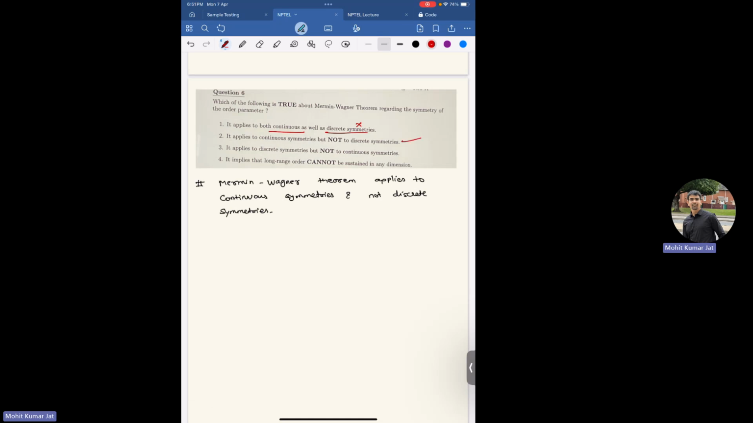This is true. It applies to discrete symmetry but not to continuous symmetry. This is false. It implies that long range order cannot be sustained in any dimension. No. The theorem says that long range order cannot be sustained in dimension D less than or equal to 2. In 3D it can be possible.